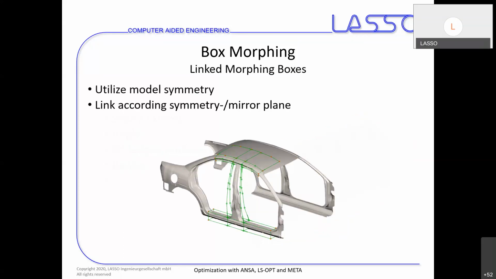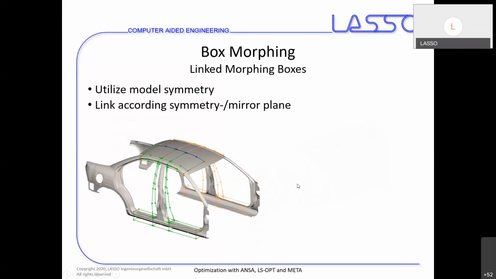If you have a symmetrical model, like a car body, which is symmetrical on the left side to the right side, more or less, we can make use of so-called link morphing boxes in order to define everything only once, and then link the boxes and also all the affected parameters, if we have some, accordingly. So we can have link morphing boxes with respect to a symmetry plane or a mirror plane, like here. Left, right side.